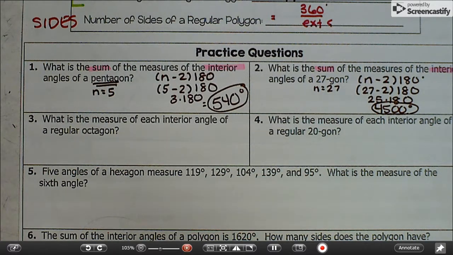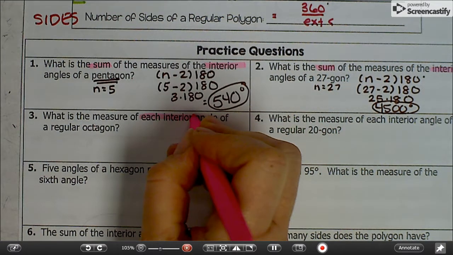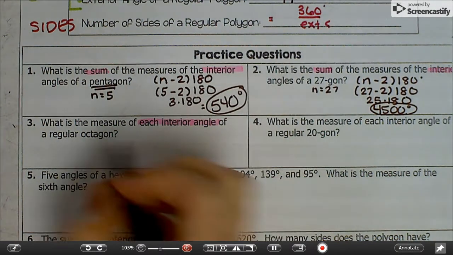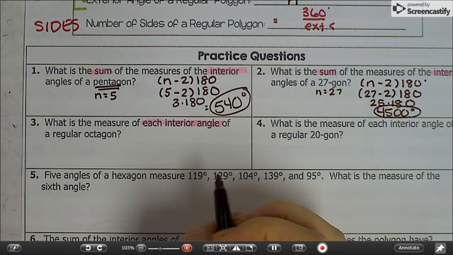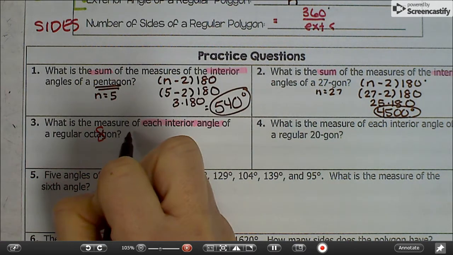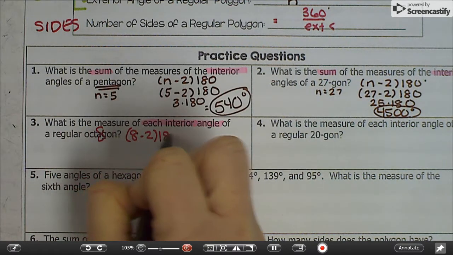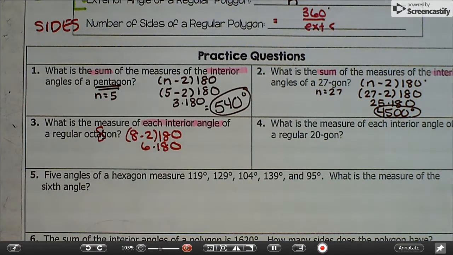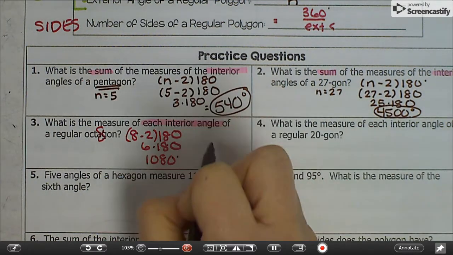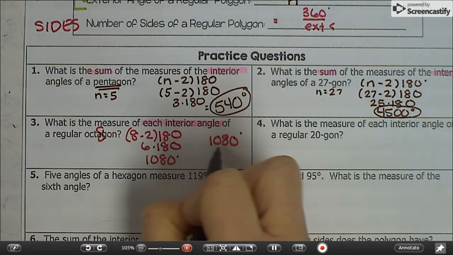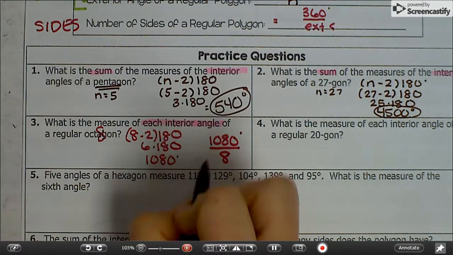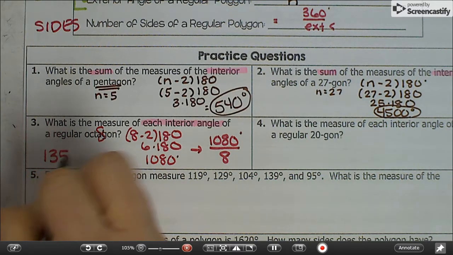The next one says that we want to find the measure of each interior angle. So for that, we need to find the total number of degrees, n minus 2 times 180, and then divide that by the number of sides. So it is an octagon, which has 8 sides. So we're going to do 8 minus 2 times 180, 6 times 180, is 1,080 degrees. Take the total number of degrees and divide it by the number of angles. 1,080 divided by 8 means each interior angle is 135 degrees.